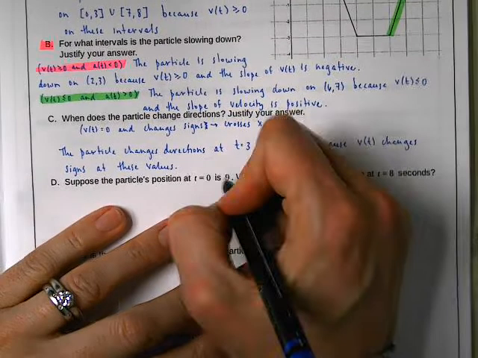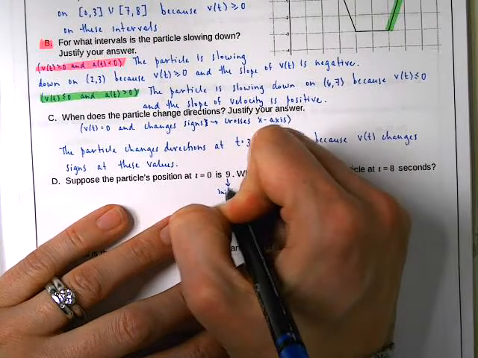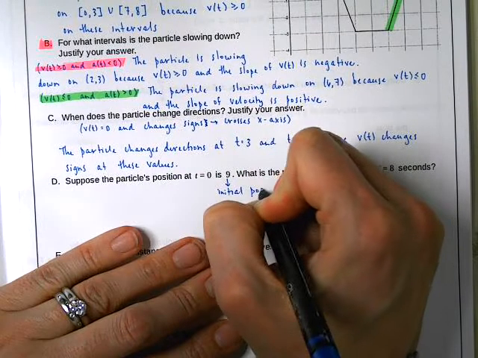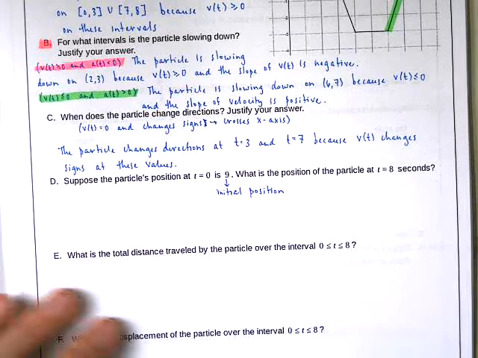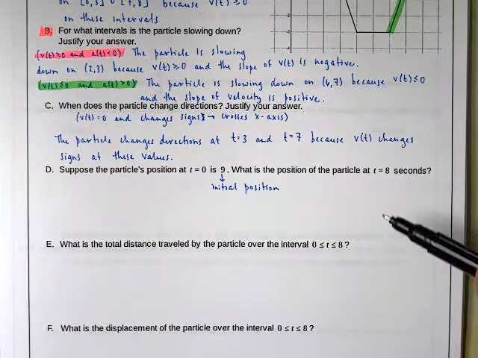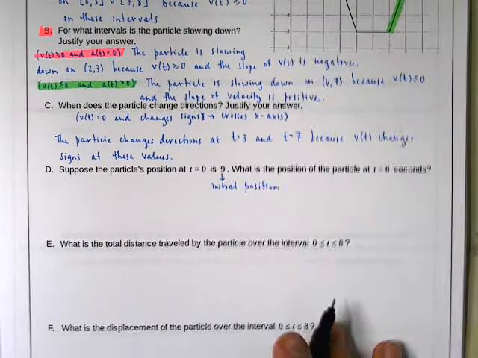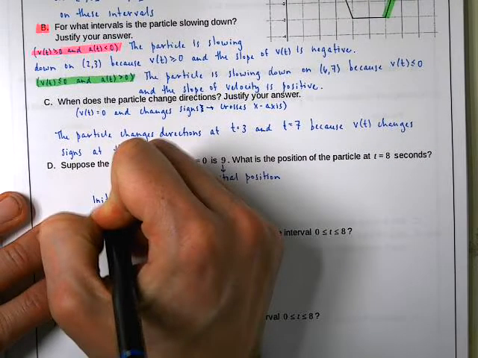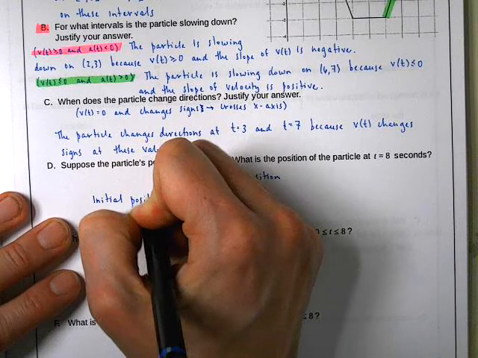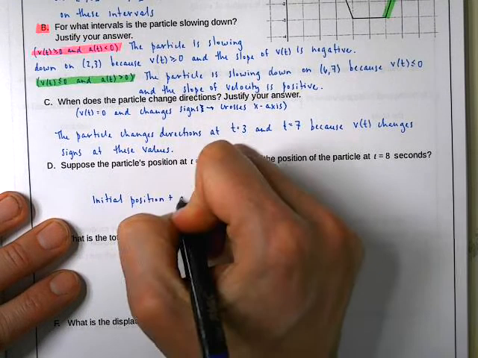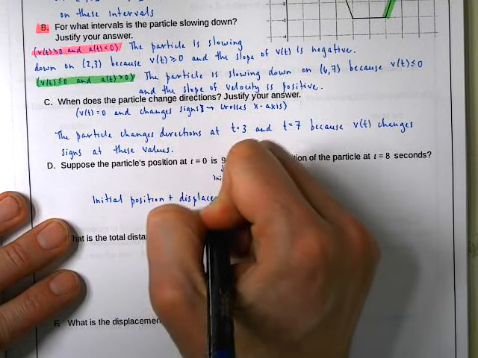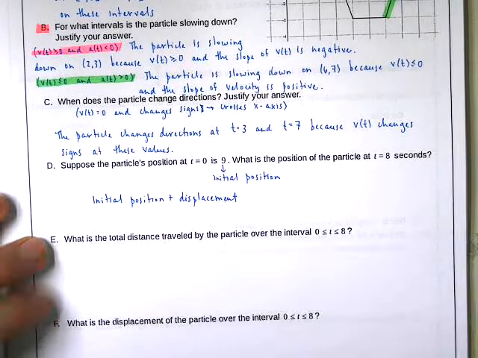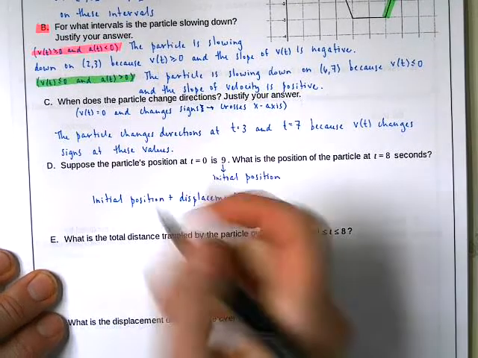All right, next one says suppose the particle's position at t equals 0 is 9. So here they're giving us an initial position. And I hope I'm not writing too small. So an initial position, it wants to know the position of the particle at t equals 8 seconds. So we said to get its position, we need to add the initial position plus the displacement. So what I'm going to do is take my initial position, which is 9.